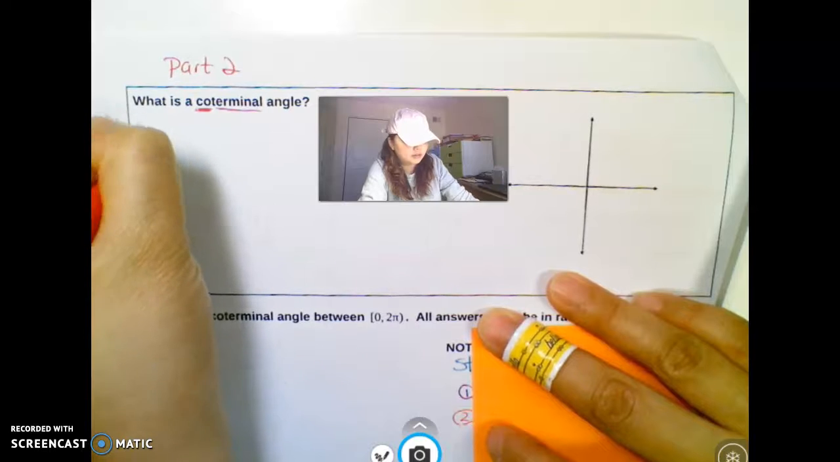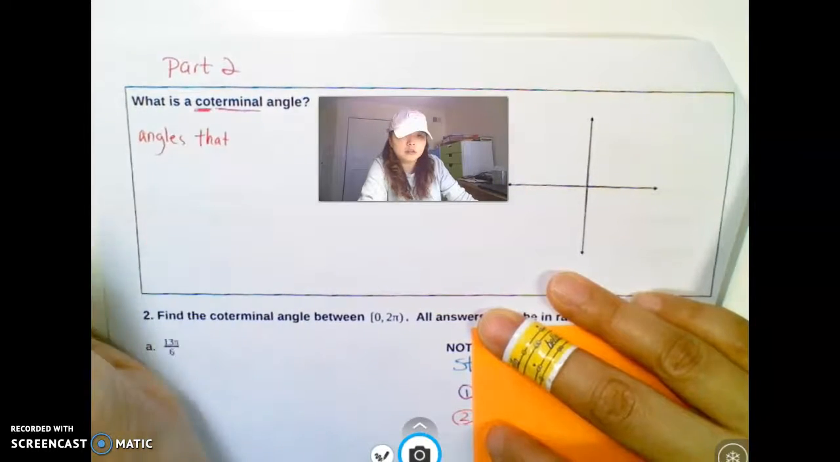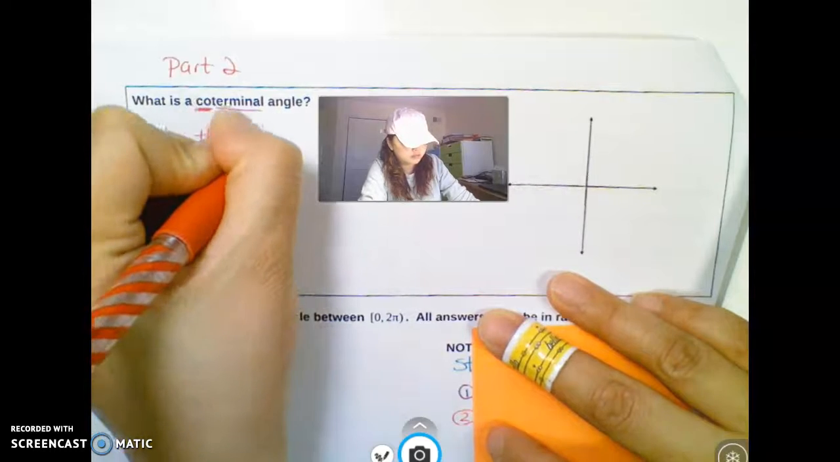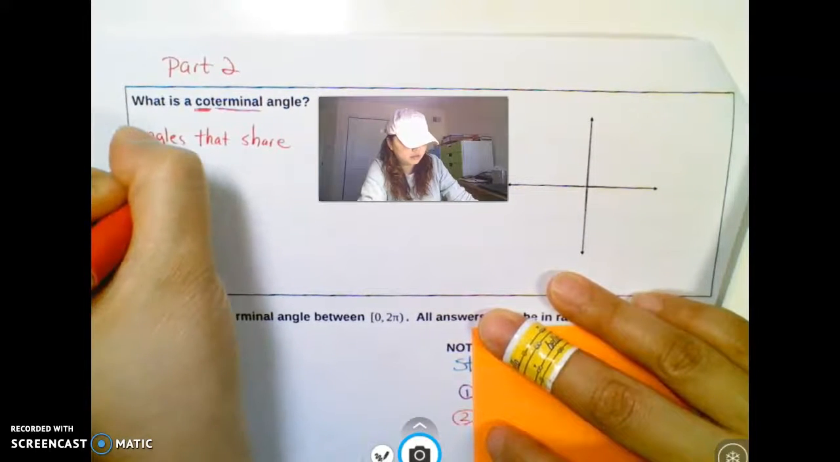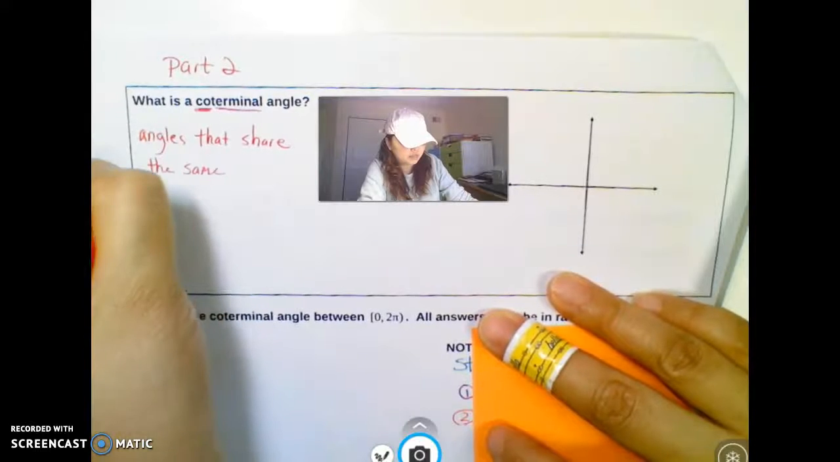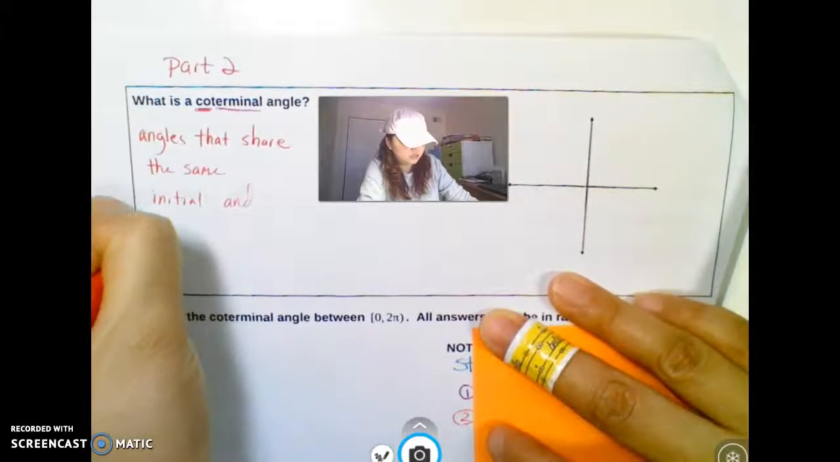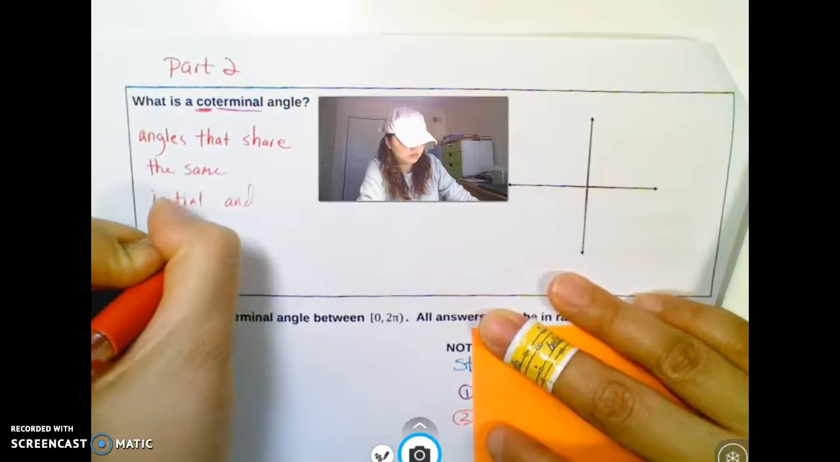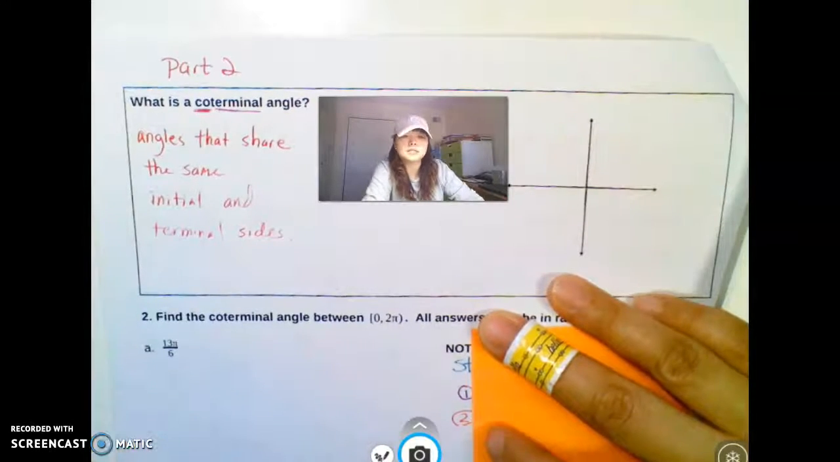It's the angles that share the same initial and terminal side. Oh no, my red ink is outside. So it's the angles that share the same initial and terminal side.